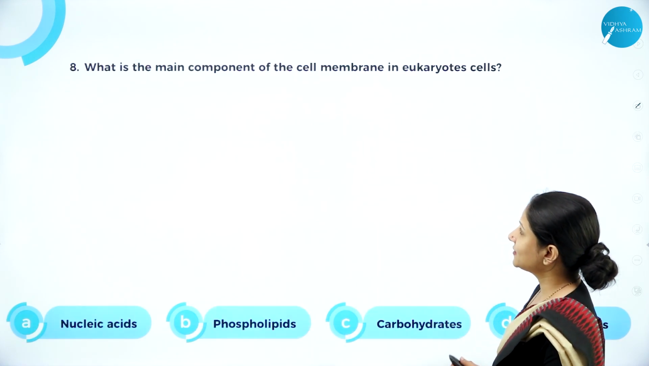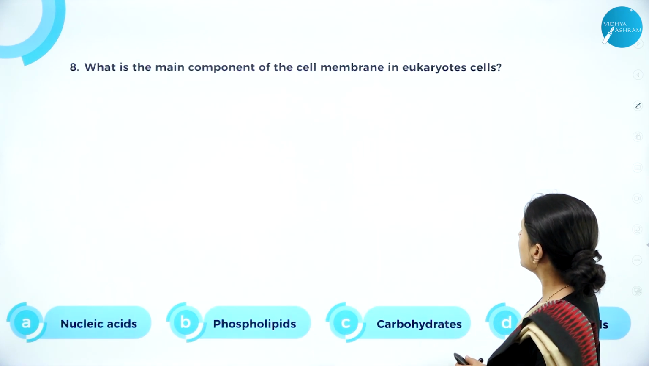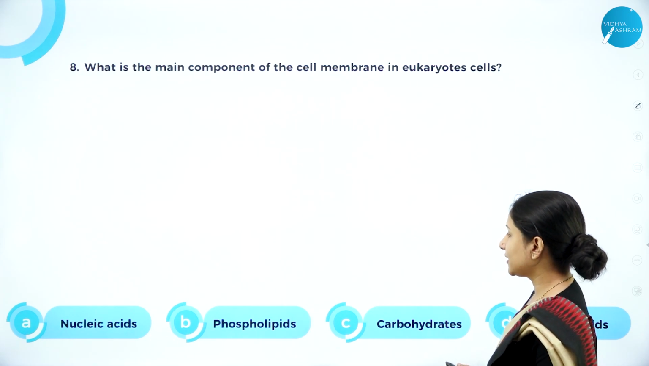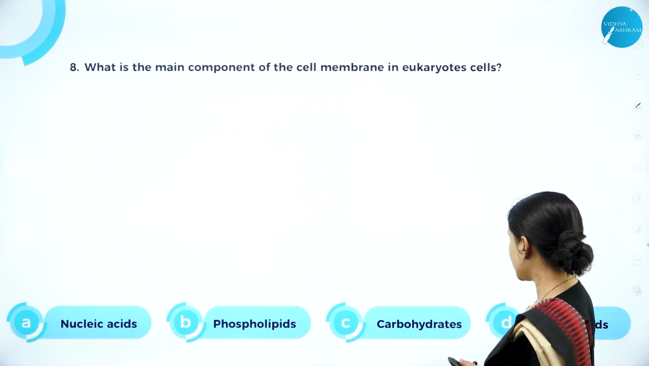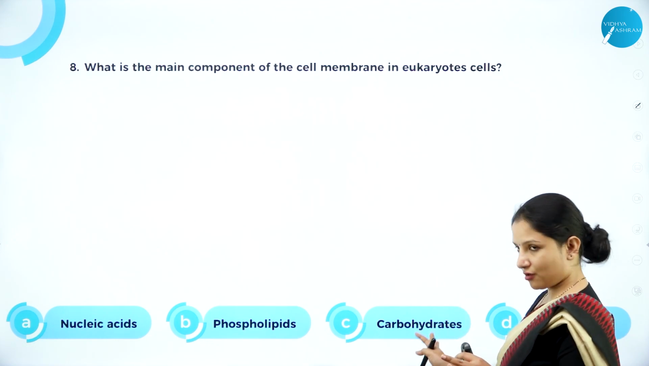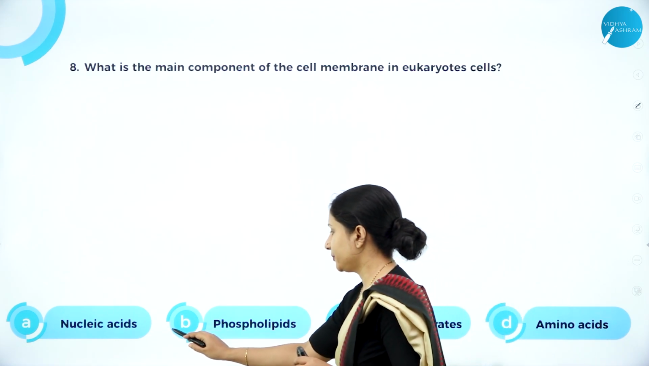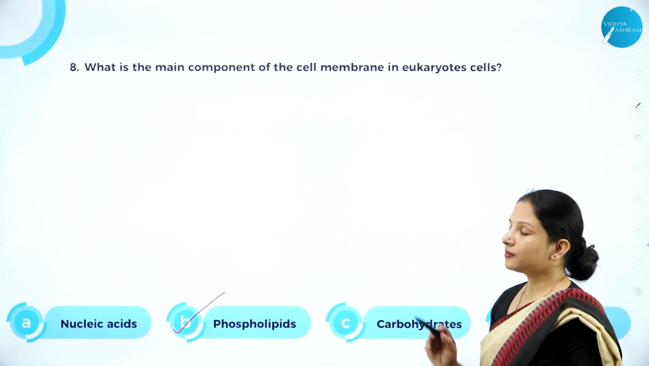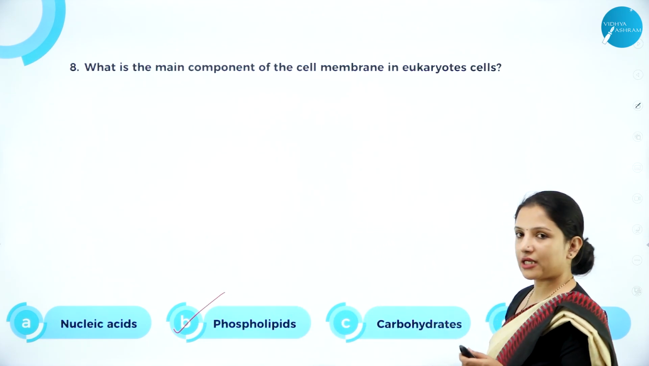Next question: what is the main component of the cell membrane in eukaryotic cell? Nucleic acid, phospholipids, carbohydrates, amino acid. The main component, though they are made up of carbohydrates and all that, is phospholipids. So their main component is phospholipids. That we have to choose.